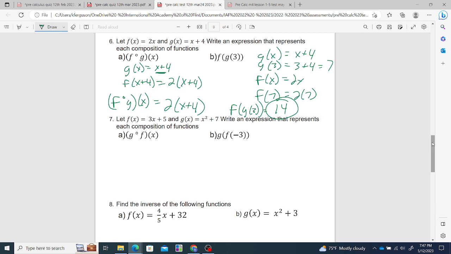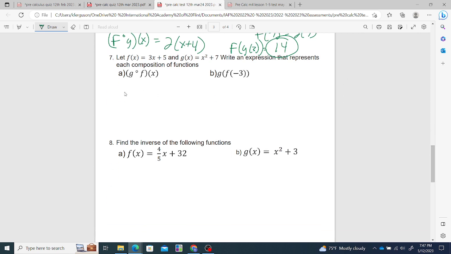So here again, I got composition of functions. So g of f. So that's g, that's f. So I'm going to take f of x equals 3x plus 5, and I'm going to plug it into g. So g of 3x plus 5 equals 3x plus 5 to the second power plus 7. See what happened? I took this function and put it in here. Took this and plugged it in here.